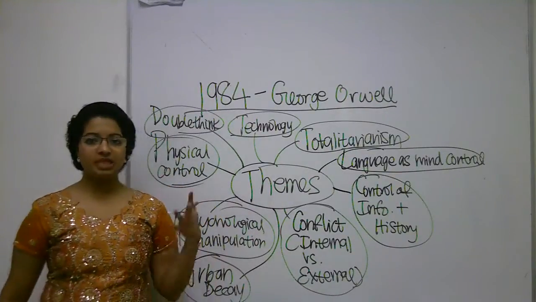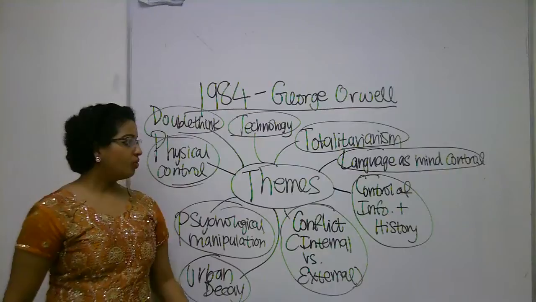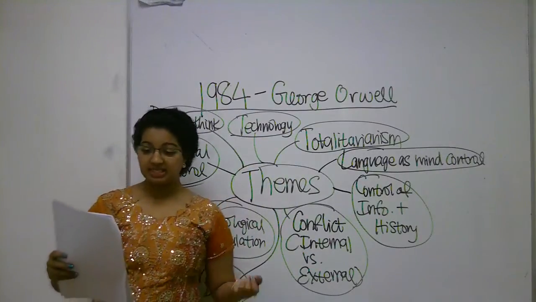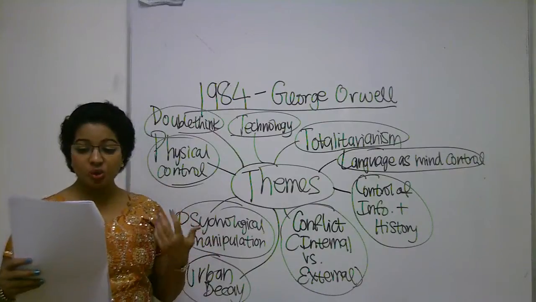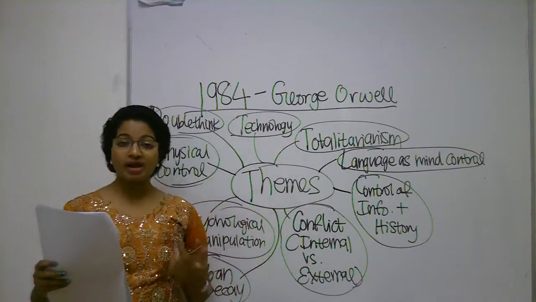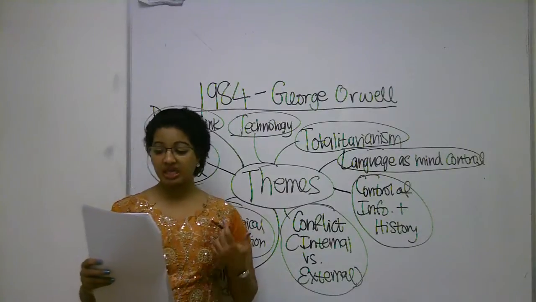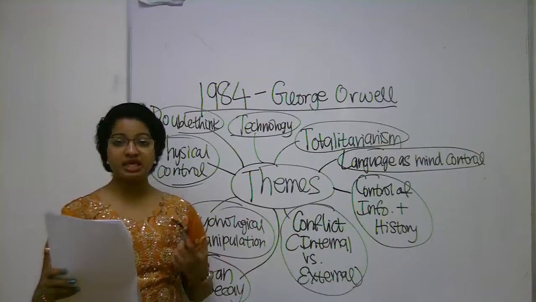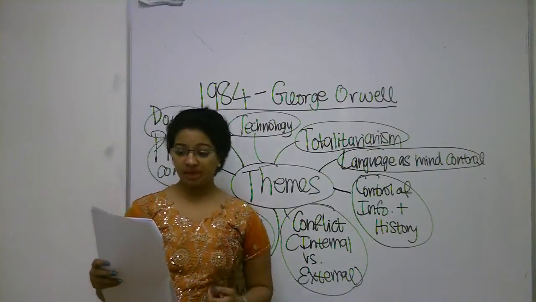Now let's continue with the themes of 1984. One of the main themes would be totalitarianism, in the sense that 1984 is a dystopian political science fiction. It was written in 1949, right after World War II, after Stalin rose to power and the Iron Curtain in Eastern Europe, when a totalitarian regime took place.